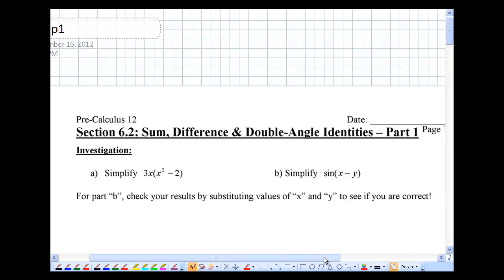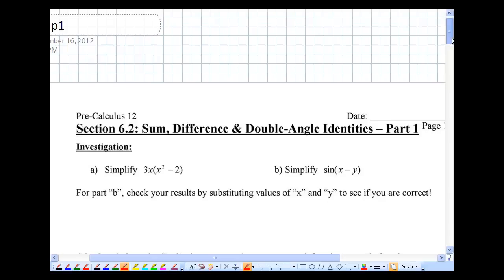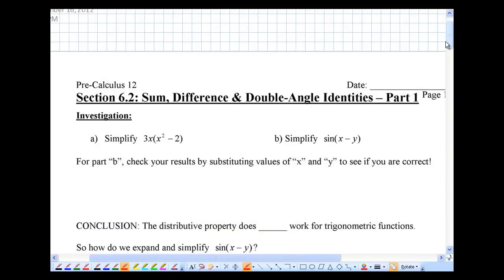Section 6.2. We're looking at the sum, difference, and double angle identities today. We're going to split this section into two parts once again, just to help you out. And I thought we would start today's lesson by going back to something you learned way back, and that's simplifying these expressions. How about part A here?